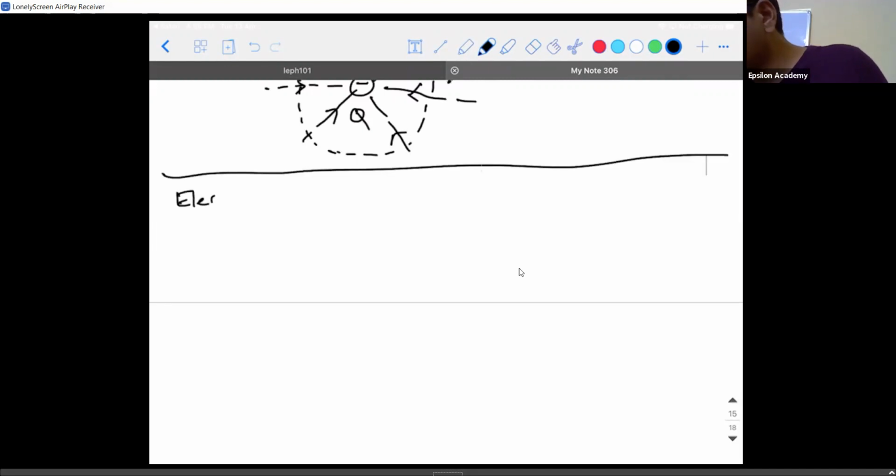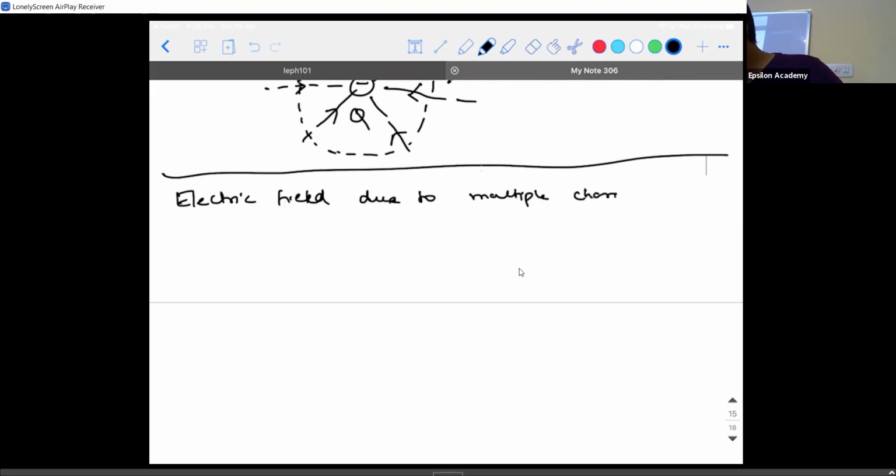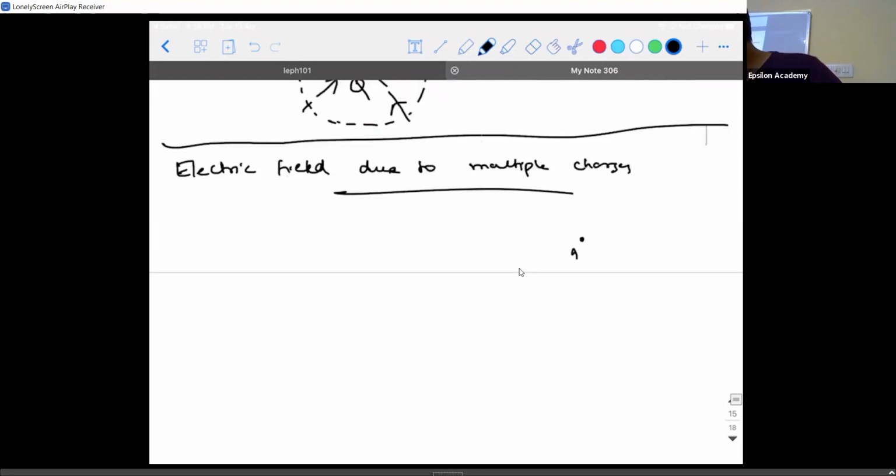So electric field due to multiple charges. So if I have charges Q1, Q2, minus Q3, and so on till Qn, and if I want to calculate the electric field at a particular point, till now we saw only two important mathematical equations. One is with respect to force, one is with respect to electric field intensity. Now tell me, to find force, the minimum number of charges required is 2, whereas to find the electric field, the minimum number of charges required is only 1.